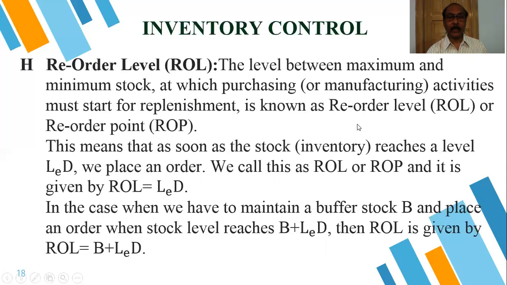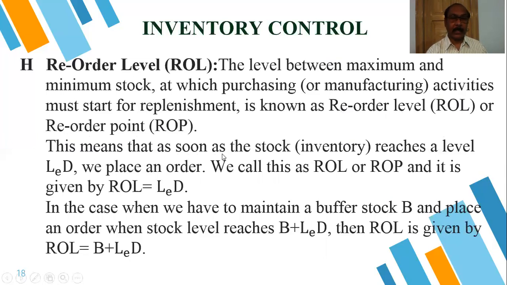There is also a maximum, as we cannot keep more than that quantity of the item in weight, number or volume, whatever unit we are using. So maximum and minimum are there. When it reaches the maximum, we do not place the order, and when it reaches the minimum level, we place the order. That is the ROL, reorder level, or we can call it the reorder point, ROP.